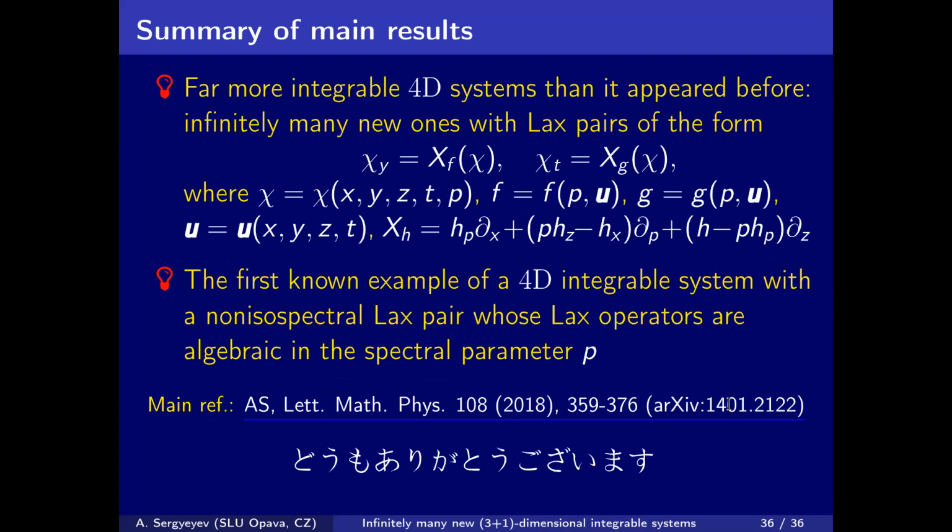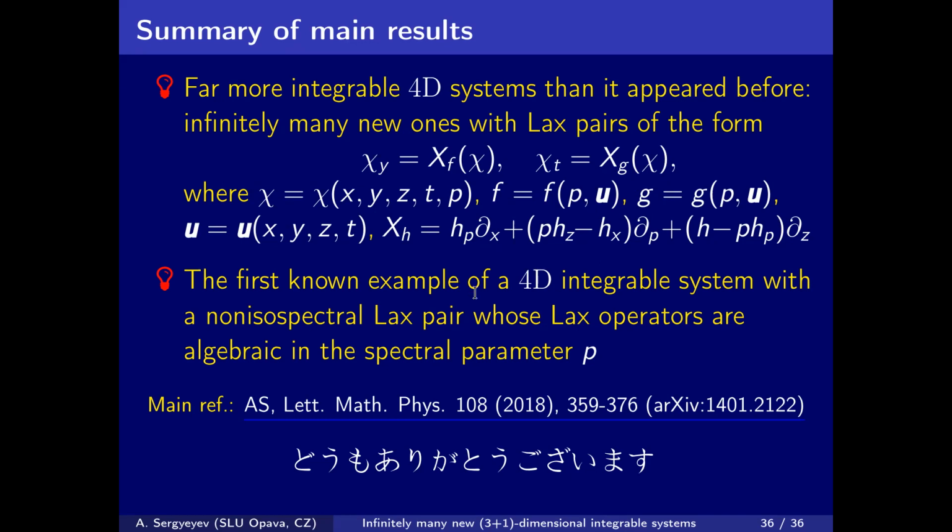Now I think I can summarize. The key point of this talk is that there are far more integrable systems in 4 independent variables than it appeared before. In particular, there are infinitely many new 4D integrable systems with the Lax pairs of this form, where x_h is once again reminded here.